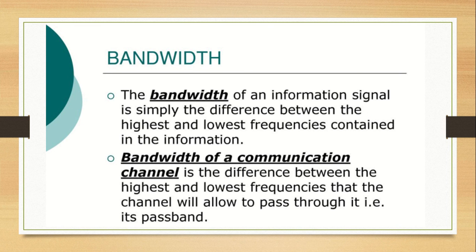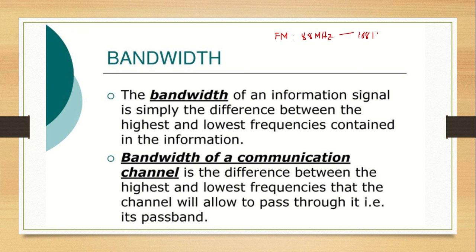Then we have the bandwidth. The bandwidth of an information signal is simply the difference between the highest and lowest frequencies contained in the information. The bandwidth of a communication channel is the difference between the highest and lowest frequencies that the channel will allow to pass through it, that is its passband. For example, for FM, as shown briefly a while ago, the range is from 88 megahertz to 108 megahertz.